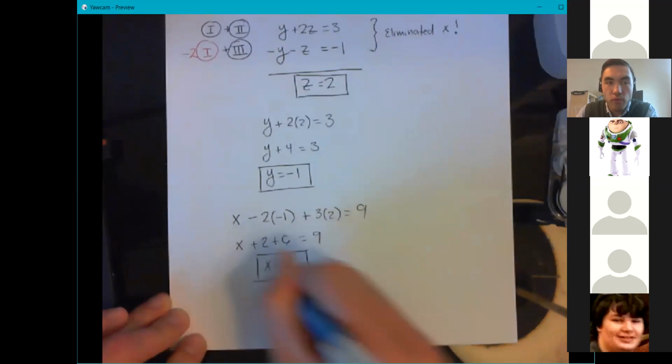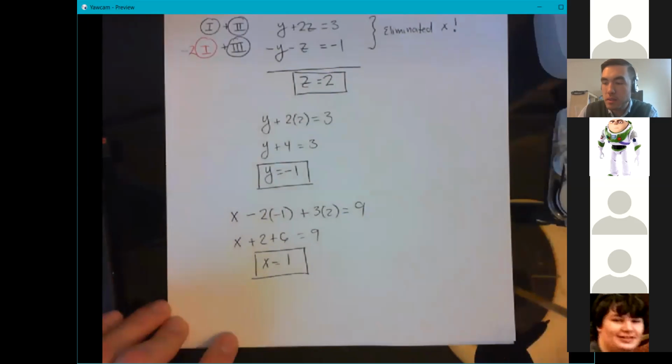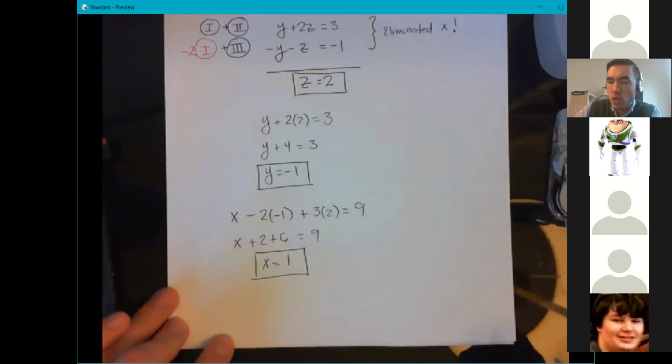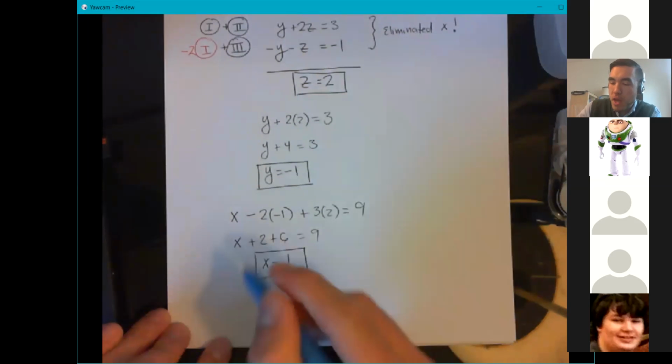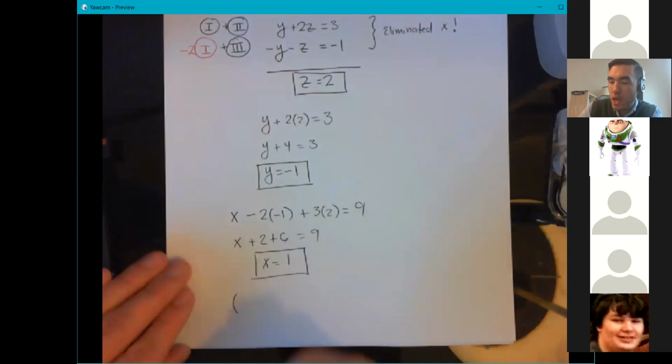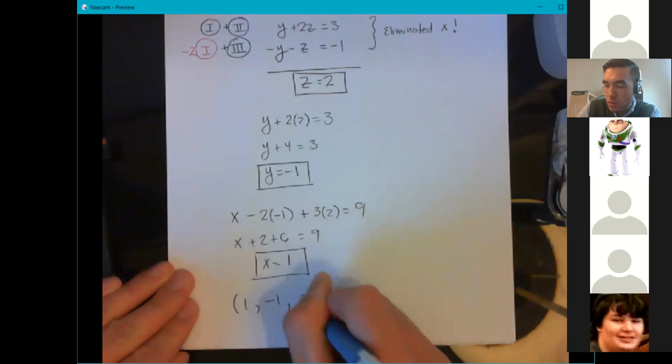And just like before, remember that this is talking about a point in physical space. This is to say that these three coordinates represent a position. And as such, the best form of the answer is to write it as an ordered set: 1, comma, negative 1, comma, 2.